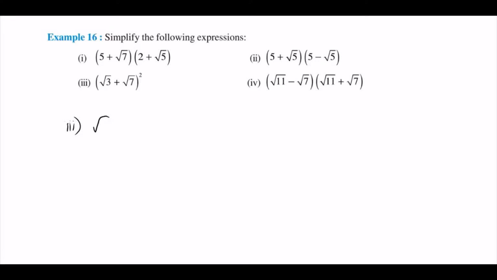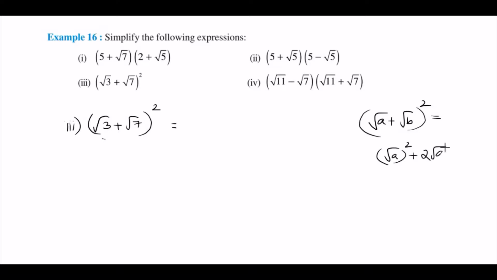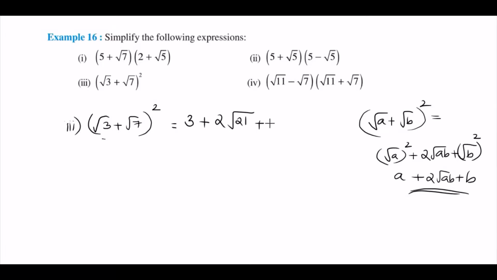The third question is root 3 plus root 7 the whole square. So you know the identity root a plus root b the whole square, that is root a square plus 2 root ab plus root b square, that is a plus 2 root ab plus b. So you can write here as 3 plus 2 root 21 plus 7, that is 10 plus 2 root 21.